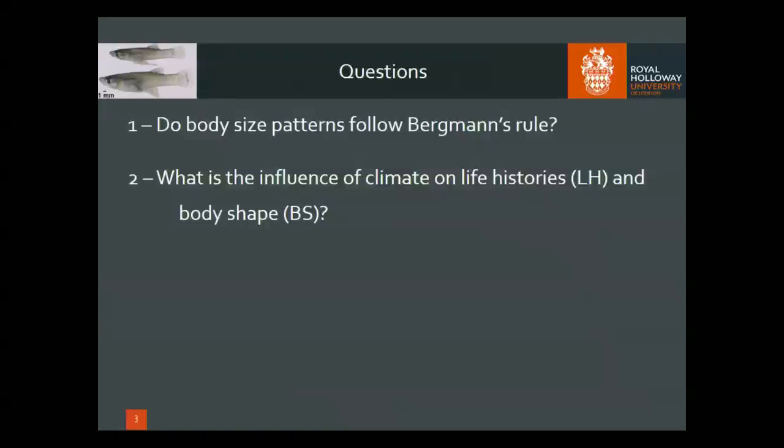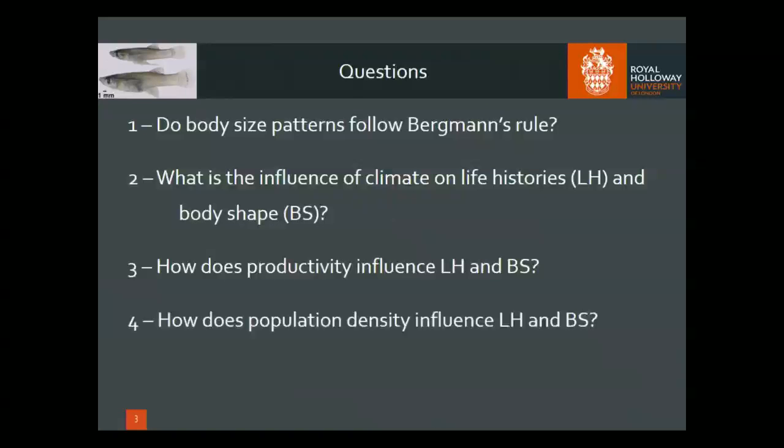Then, specifically looking at climate and temperature, what is the effect of various different climate variables on life histories and body shape? We also looked at productivity within the distribution. So how does habitat productivity potentially impact phenotypic differentiation? And lastly, how does population density affect these patterns?